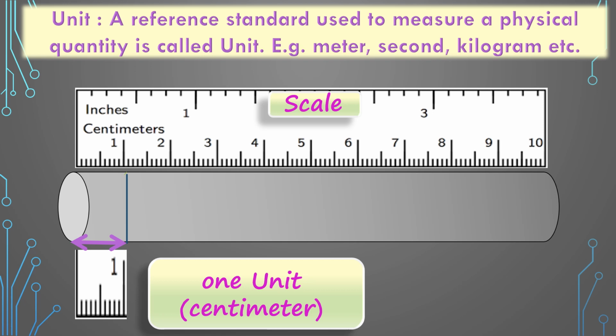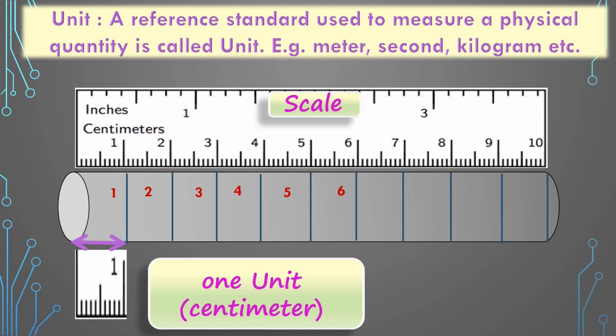Coincide the scale and the cylinder as shown in the figure. From the figure, it is clear that the length of the cylinder is equal to the length of 10 reference units. Hence, its length is 10 centimeter. This is how the units can be used to measure the physical quantities.